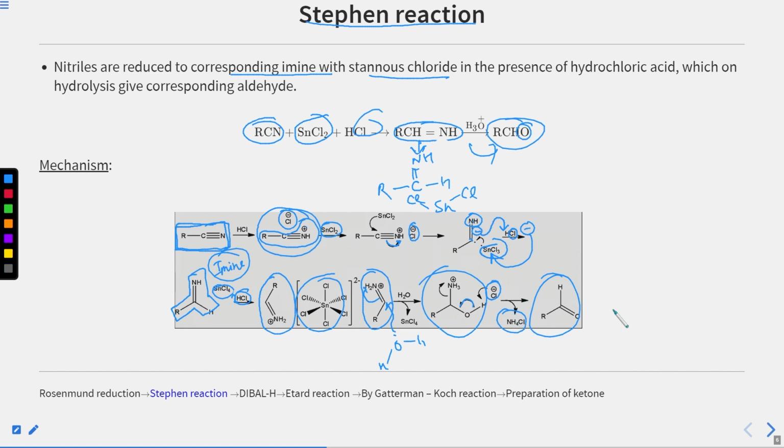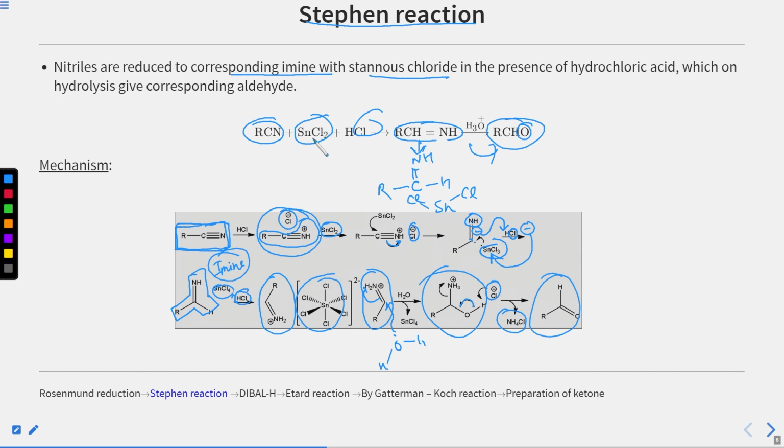So this mechanism looks complicated, but believe me, as you go through the mechanism twice or thrice, you will get a handle of how to look upon the mechanism. Clear? So I would suggest you to start building concepts about knowing the mechanism of the reaction. Clear? So this was the Stephen reaction.